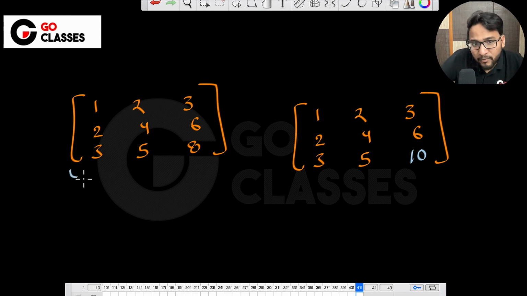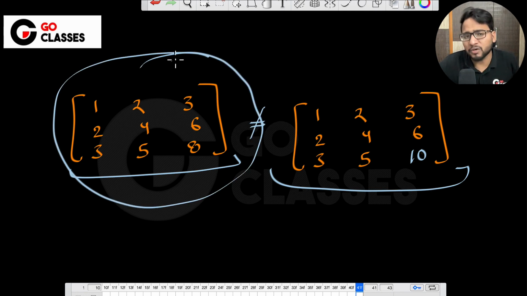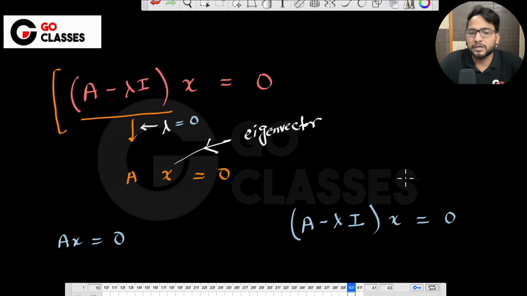Then if just by one of the values these two matrices are not the same, which means that the set of solutions here at this matrix and the set of solutions here at this matrix might be completely different, right? So that is why I'm saying that there is no relation between A and A minus lambda I. So first of all, there is no relation. That should be clear to everyone.